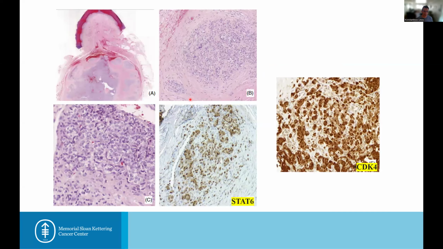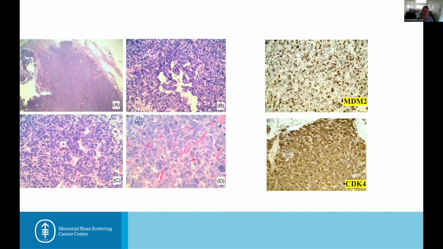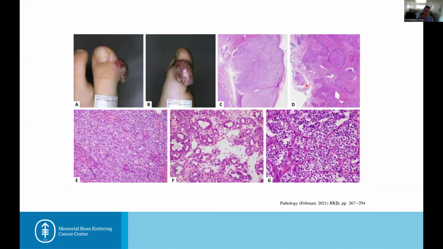And this was the second case where, again, you see this well-circumscribed multinodular tumor with ovoid to round cells separating the nodules by thick fibrous bands, and this was amplified and CDK4 and STAT6 positive. And this was another case that we had, again, these glomoid cells, but these look more atypical with atypical mitosis, and GLI1 amplified with MDM2 and CDK4 expression.